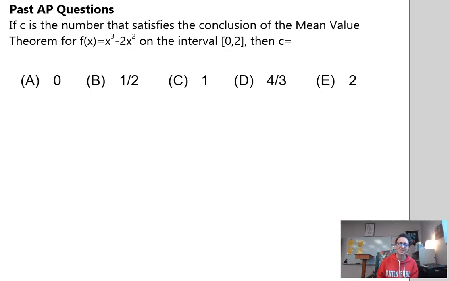Okay, I'm going to force a pause on your screen. Can you copy this in your notes, and then we'll try it together. Okay, we are back. So if c is a number that satisfies the conclusion of MVT, remember the conclusion is that f prime of c equals f of b minus f of a all over b minus a. For f of x equals x cubed minus 2x squared on the interval 0, 2, then what does c equal?